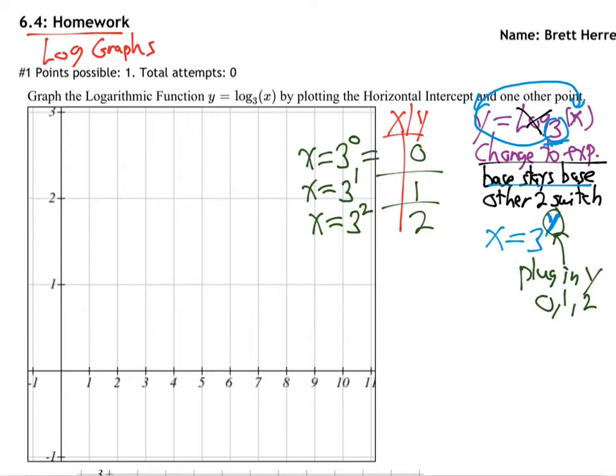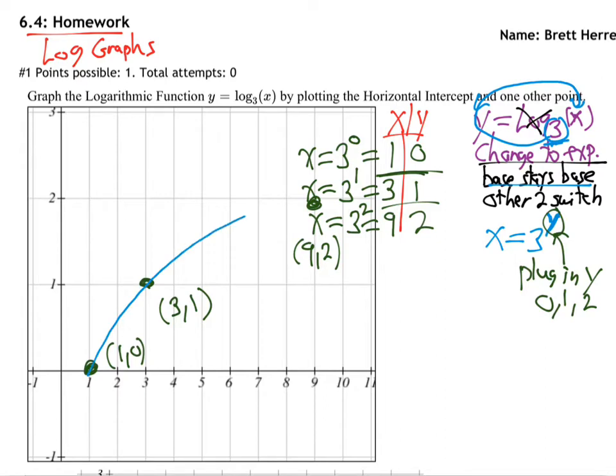So what's 3 to the 0? Anything to the 0 power is 1. 3 to the 1 is just 3. 3 squared is 9. So let's put a couple of those dots on the graph. So over 1 up 0. There's that one. And then over 3 up 1. There's that one. And then over 9 up 2 is right there. So the graph is going like this.